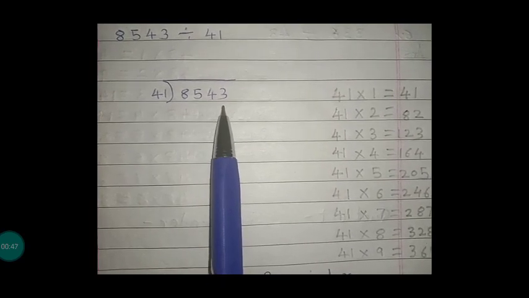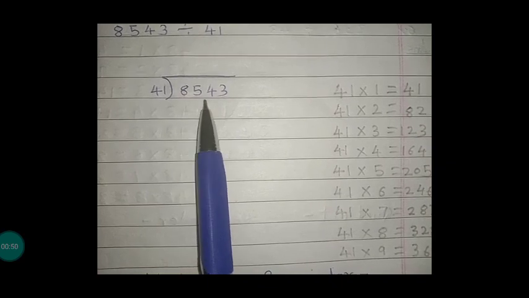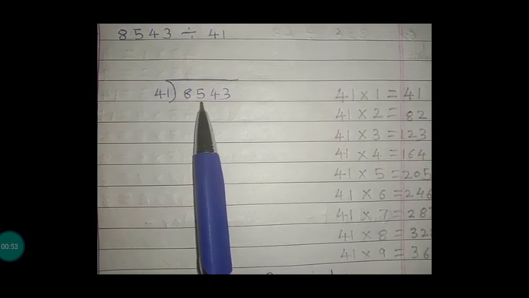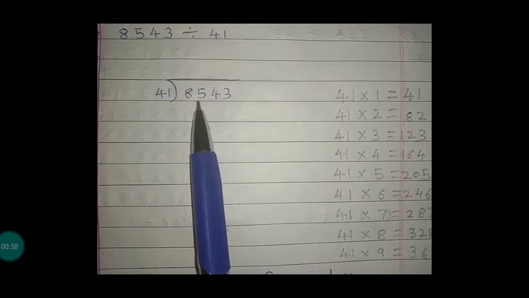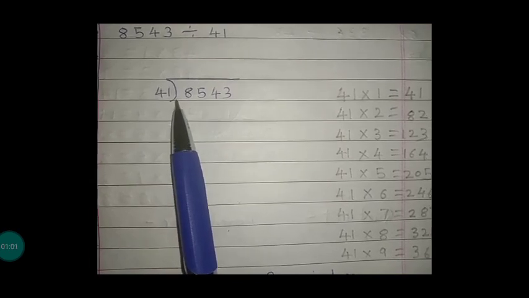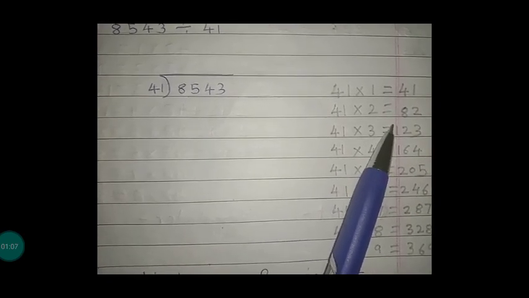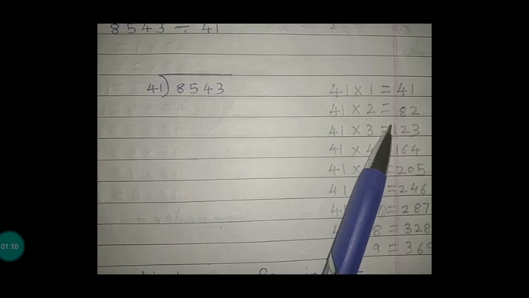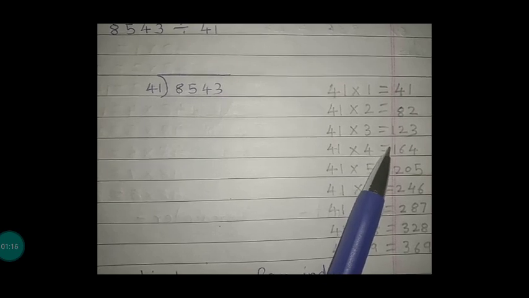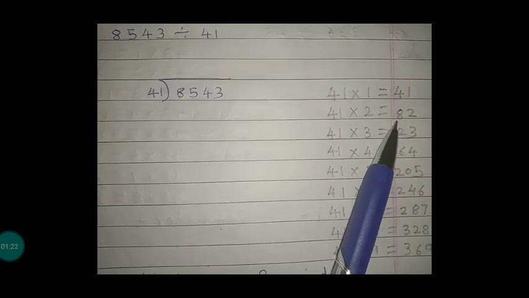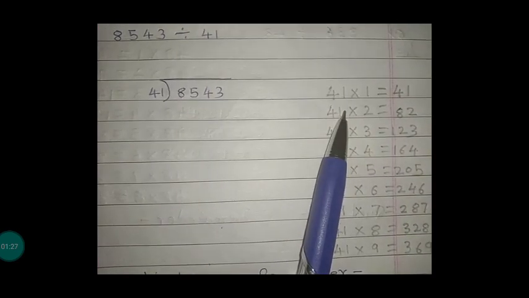8543 is the dividend. So first I will consider the first two digits here because 85 is greater than 41. So I will take this 85 and check whether 85 is a multiple of 41. If we check in this table, you will find out that 85 is not a multiple of 41, that is, it doesn't come in the table of 41. So we will find a number which is just smaller than 85 in this table. So 82 is the number which is just smaller than 85 in this table.